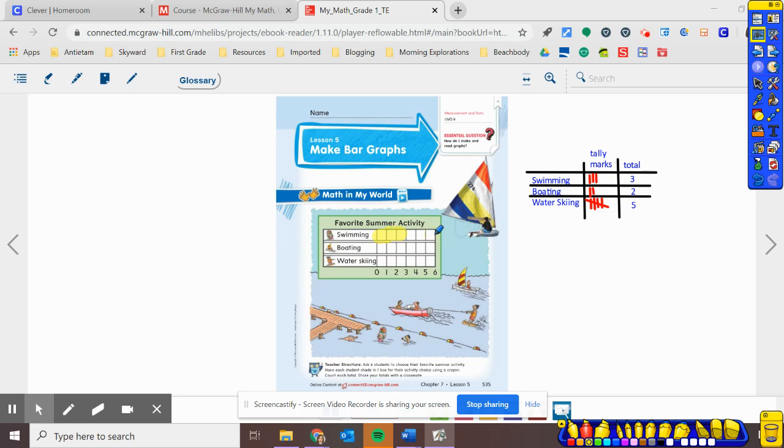All right, next for boating, how many people voted for boating? 2. So I'm going to color in 2 squares this time. 1, 2. And again, when I go straight down at the end of my coloring, I can see that 2. That helps people when they go to read my bar graph. So color in those 2 squares. It should look like a little bit of a smaller rectangle than the first one.